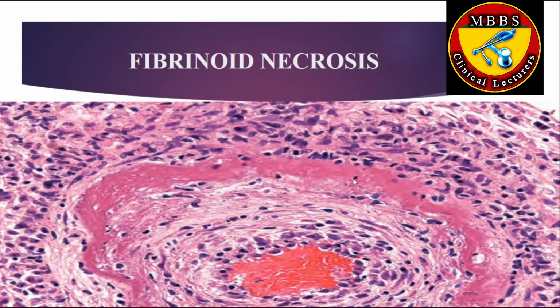The picture shows the wall of an artery showing a circumferential bright pink area of necrosis with inflammatory cells. And this type of necrosis, fibrinoid necrosis, can be found in immunological tissue injury or immune complex vasculitis, autoimmune diseases, Arthus reaction, or arterioles in hypertension.